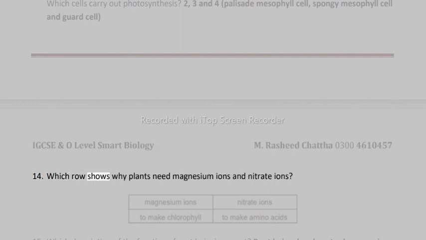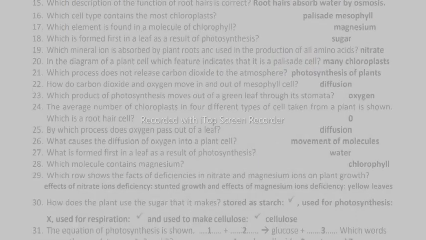14. Which row shows why plants need magnesium ions and nitrate ions? 15. Which description of the function of root hairs is correct? Root hairs absorb water by osmosis. 16. Which cell type contains the most chloroplasts? Palisade mesophyll. 17. Which element is found in a molecule of chlorophyll?